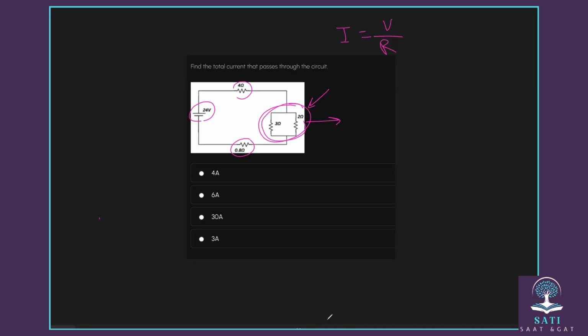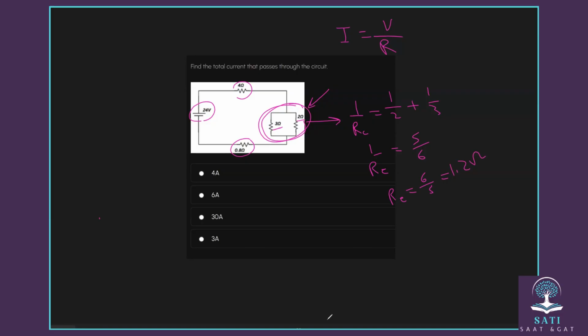So now 1 over the equivalent resistance equals 1 over R1, which is here 2, plus 1 over R2, that is 3. So 1 over equivalent resistance equals 1 over 2 plus 1 over 3. If you make the same denominator, you multiply by 3 and by 2, and you get 5 over 6. Now, you flip both sides, so the equivalent resistance equals 6 over 5, which is 1.2 ohm.